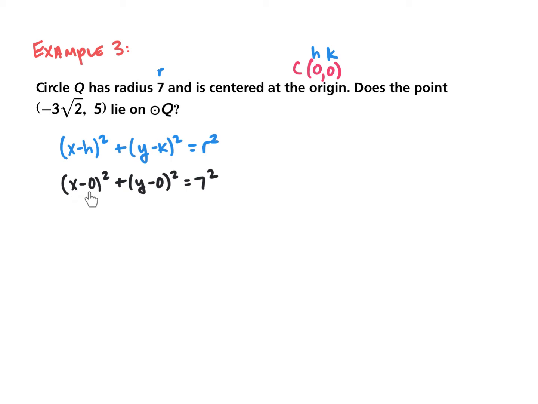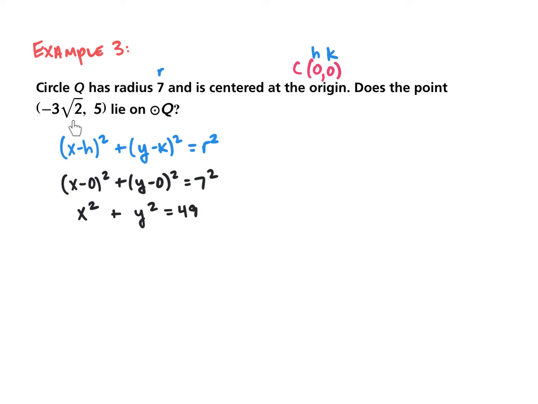So if I just have x in parentheses squared, I'm just going to write it as x squared, right? Because x minus 0 just gives me x, and then x squared is x squared. So this will be y squared, and this will be 49. So that's my equation of this circle that they're describing.